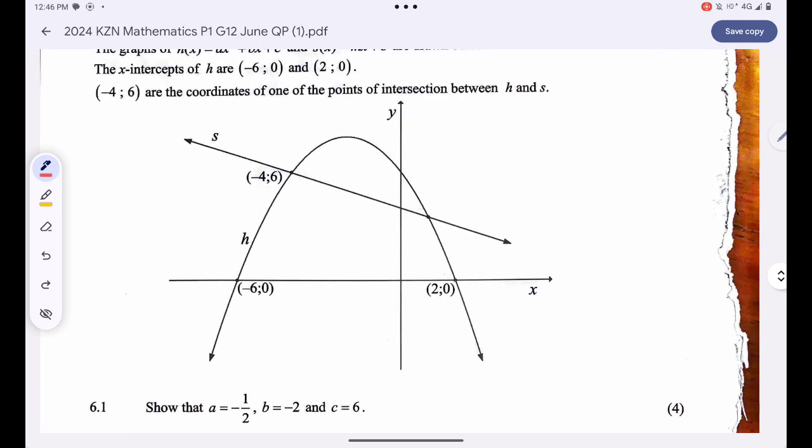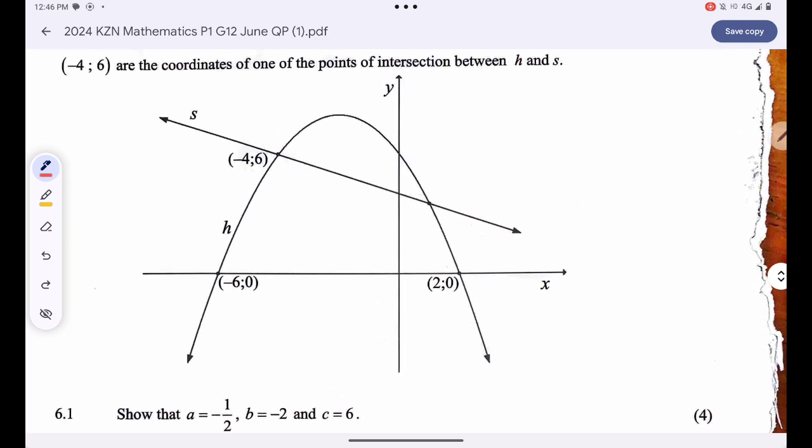Since we are given the x-intercepts of our parabola, I can simply express my graph like this: h(x) = a(x - x1)(x - x2), where x1 and x2 represent our x-intercepts. I have a(x + 6)(x - 2). If my x-intercept is negative, I'll write a positive there. If my x-intercept is positive, I'll write it negative there.